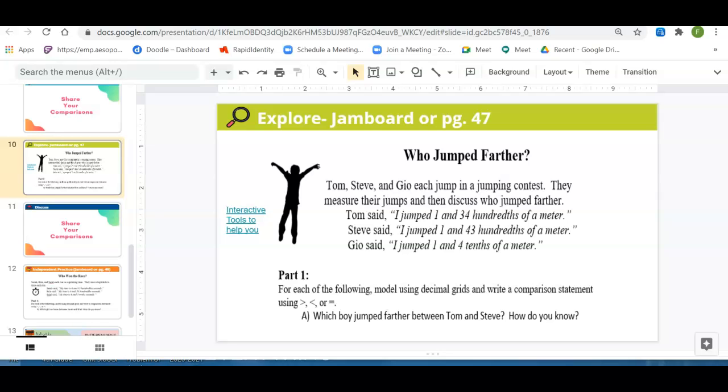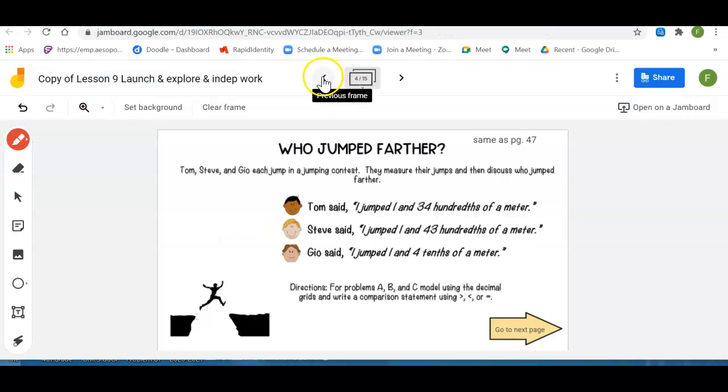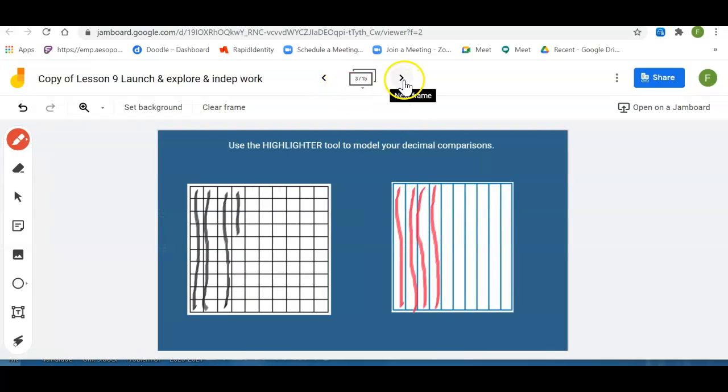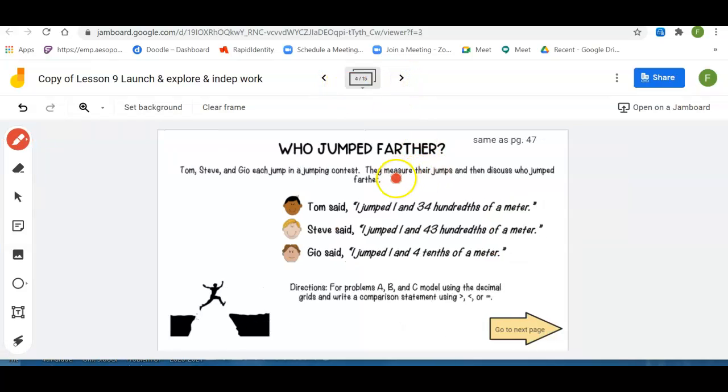Now we're going to go to the Jamboard and take a look at that. All right, so the very same Jamboard that we was just working on, guys. This is where this continues. Who jumped further? Tom, Steve, and Geo each jump in a jumping contest. We've already read this one, but I'll do it again. They measure their jumps and then discuss who jumped further. Tom said, I jumped 1 and 34/100ths of a meter. Steve said, I jumped 1 and 43/100ths of a meter. And Geo said, I jumped 1 and 4/10ths of a meter. Directions for problems A, B, and C. Model using the decimal grids and write a comparison statement using greater than, less than, or equal to.